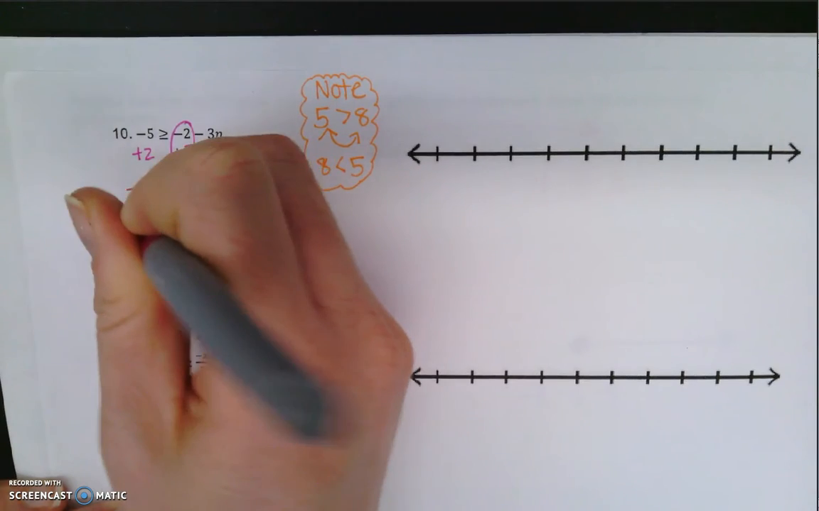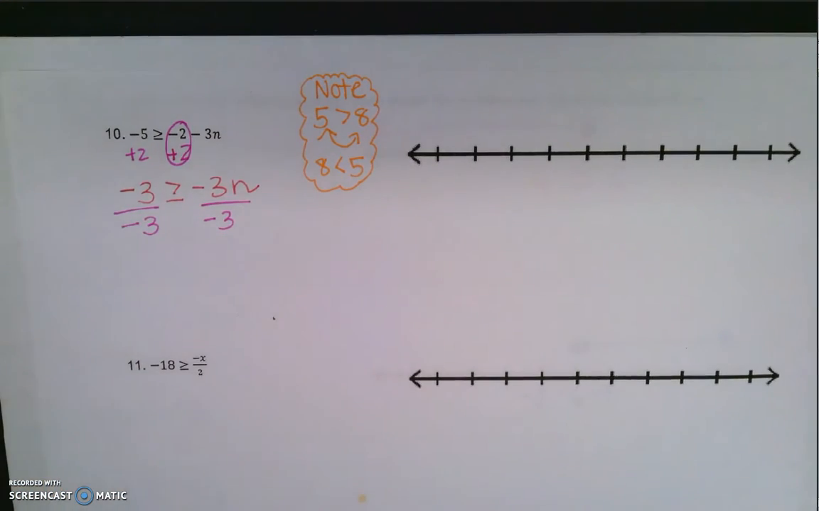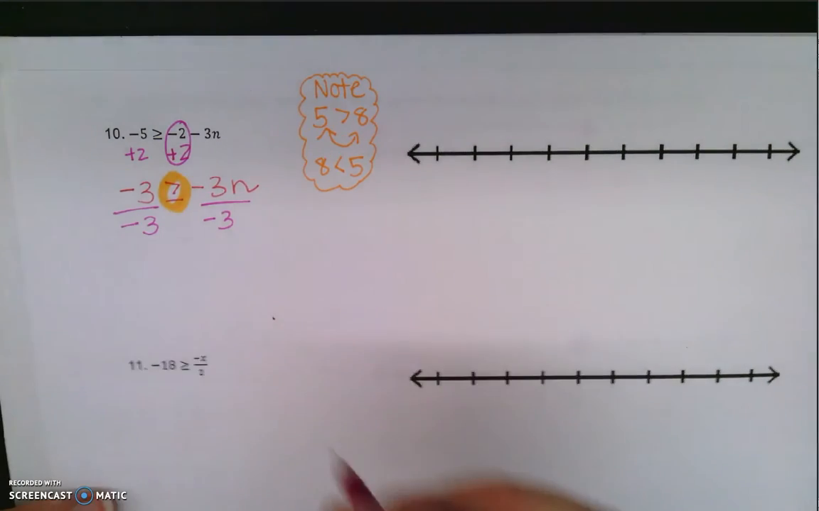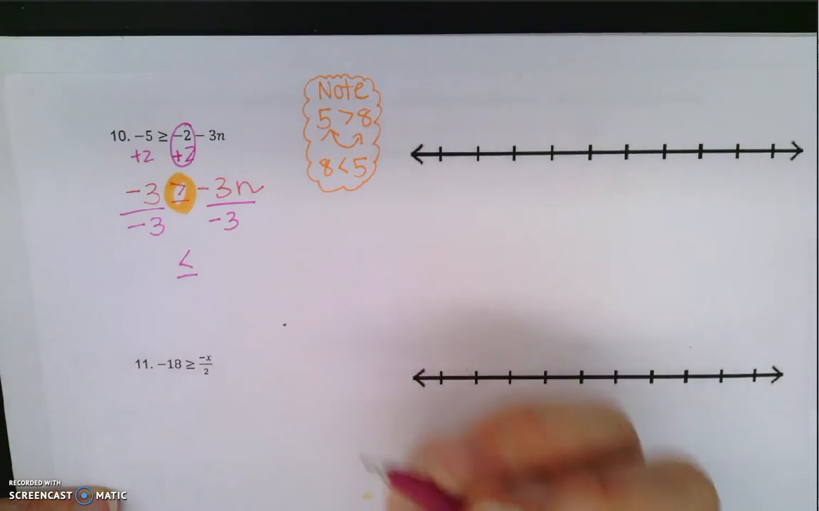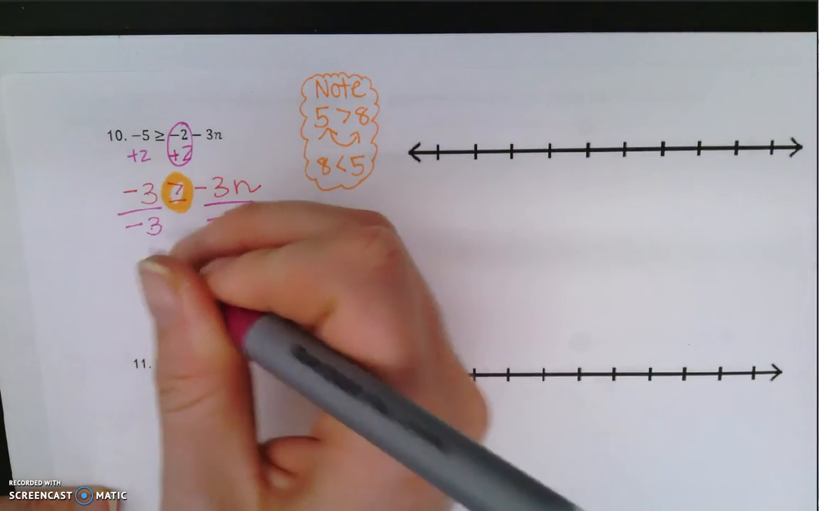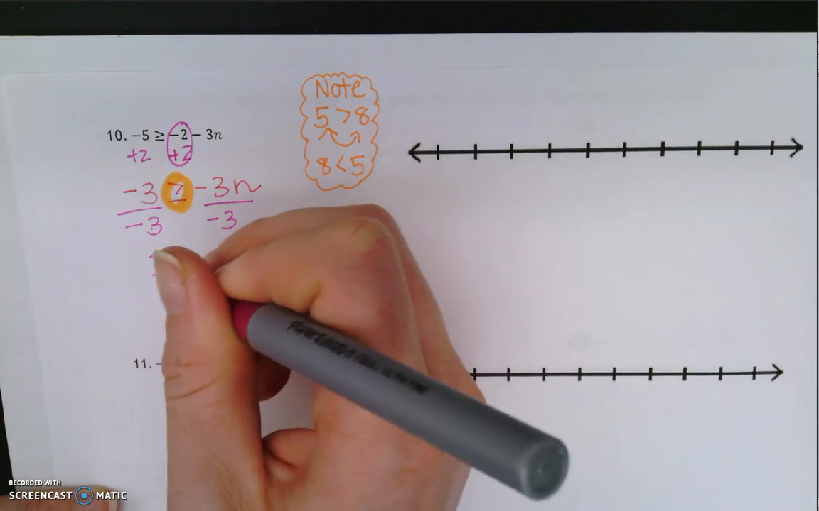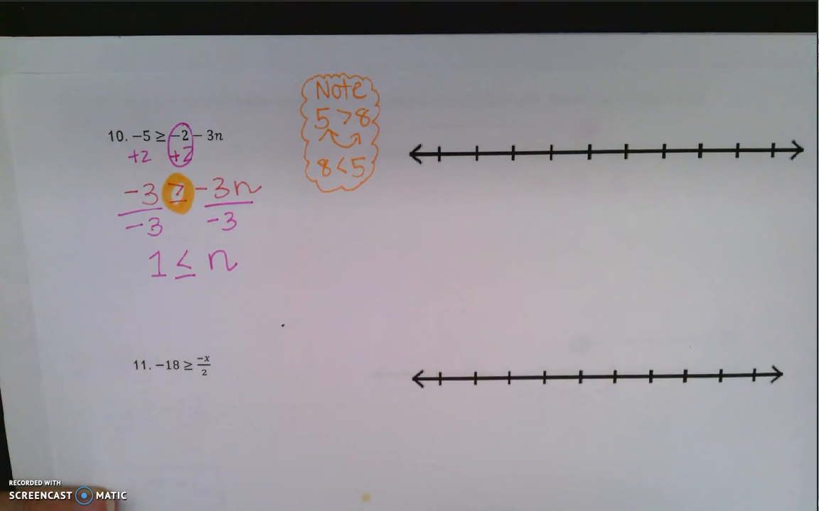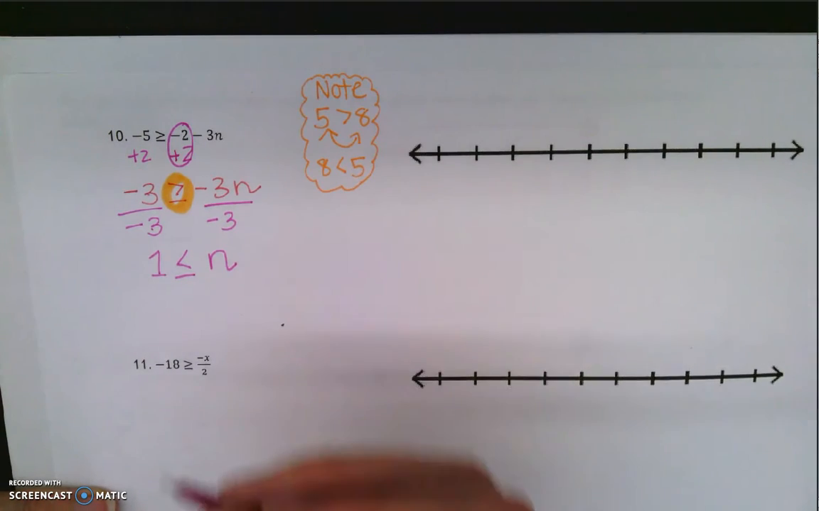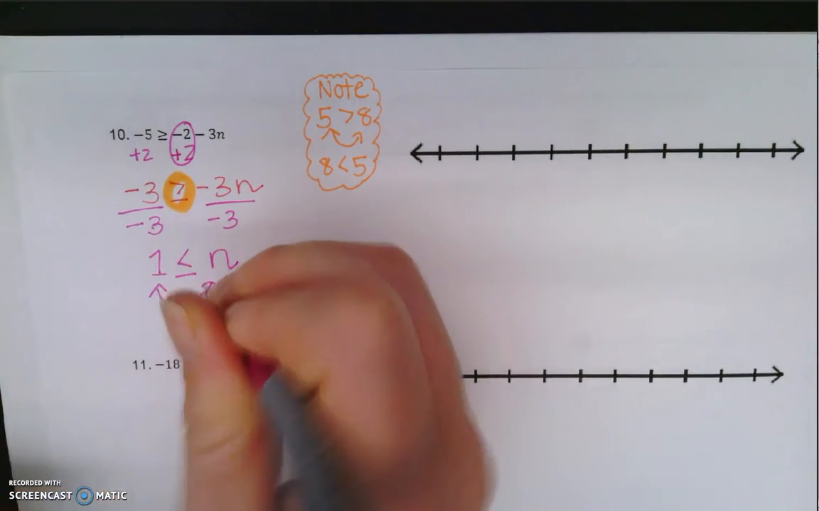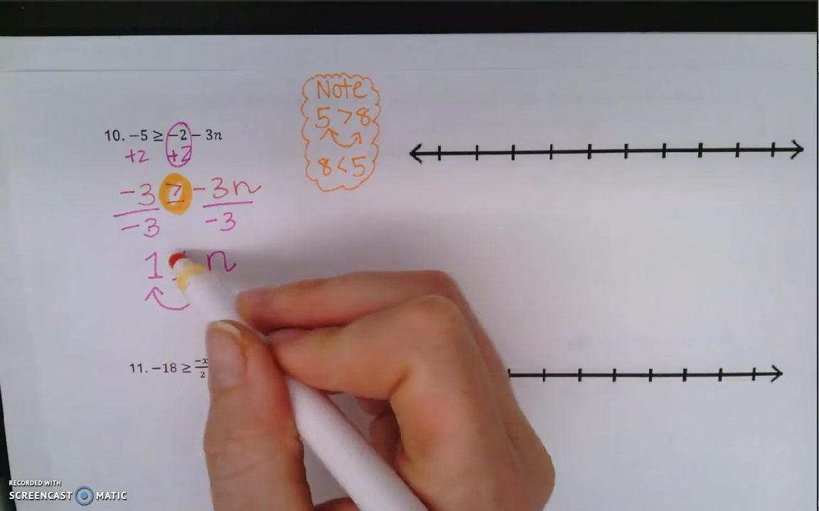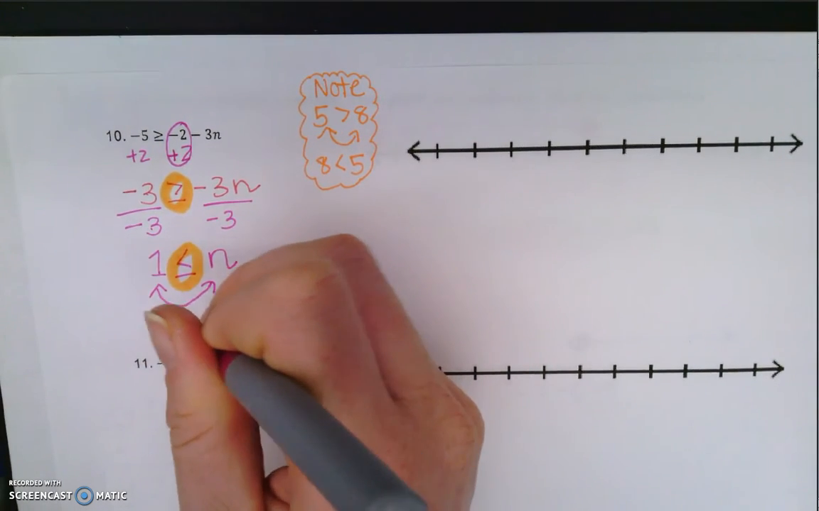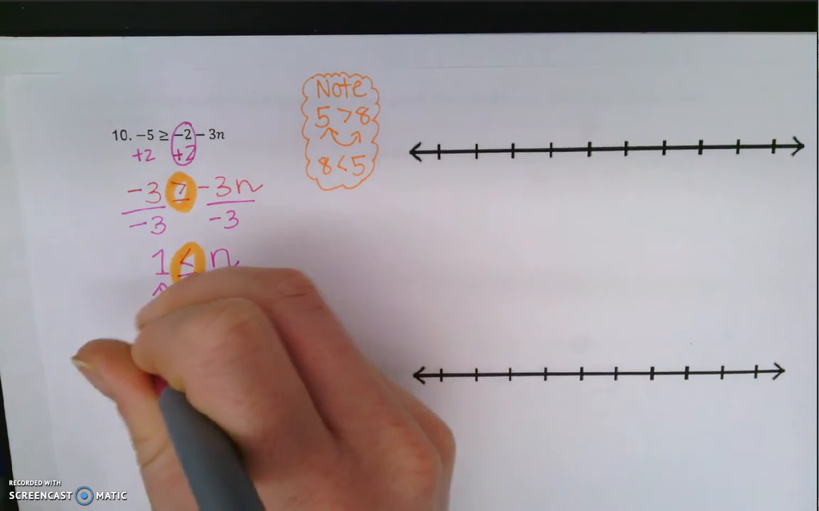Either way, we are dividing by a negative. That's right, so we have to remember to flip our inequality symbol because we are taking the opposite. So now we have negative divided by negative is a positive. 1 is less than or equal to n. Are we done yet? Nope. We still need to have our variable in front. So remember, when we switch the sides, we have to, again, flip our inequality symbol. And our final answer, n, is greater than or equal to 1.